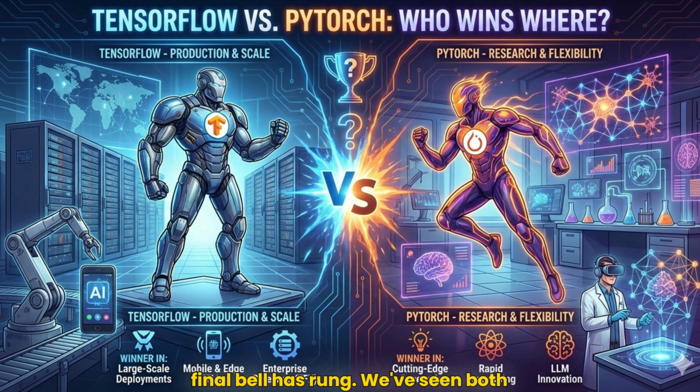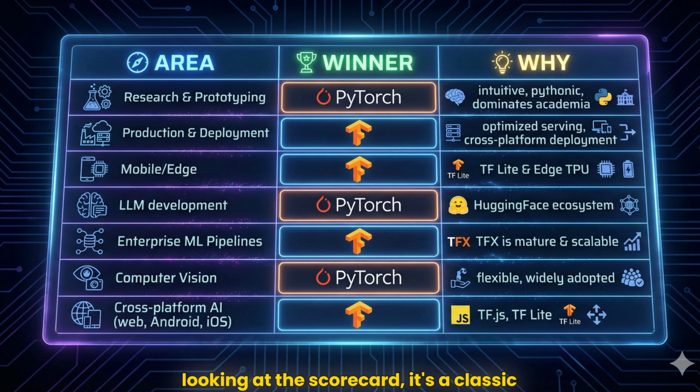All right, the final bell has rung. We've seen both contenders in action. We've seen their strengths. Now it's time to go to the judges' scorecard and get the final verdict on who wins and where. And looking at the scorecard, it's a classic split decision. For anything related to research, prototyping, and building the latest large language models, PyTorch takes the belt hands down. It's just more intuitive. But, and this is a big but, when it's time to actually deploy at scale on mobile devices or in big enterprise systems, TensorFlow's mature, super optimized ecosystem is the clear winner.